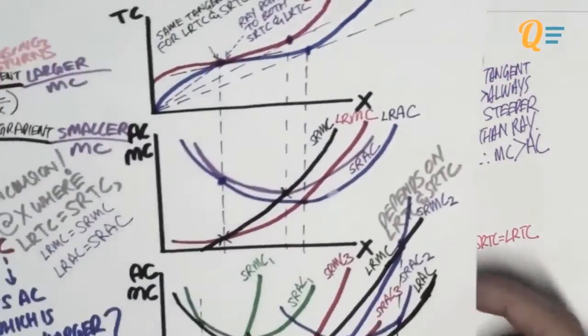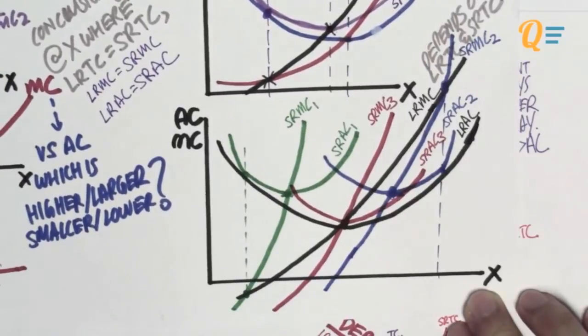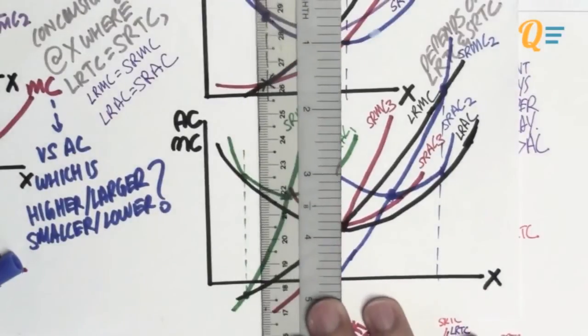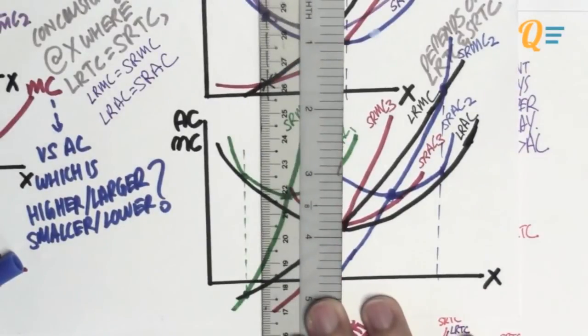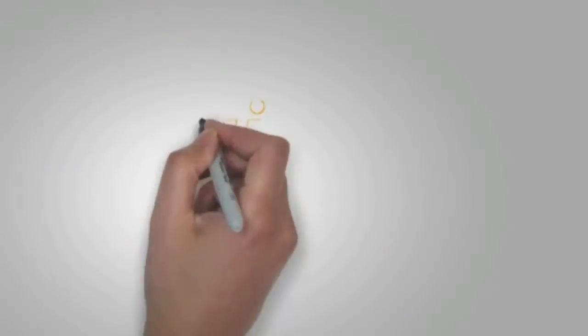Okay, so that is how you derive these curves. You will actually notice that you are drawing the short run curves that are in blue. Okay, so you're actually drawing SRAC2 and SRMC2. Alright, so if you're just gonna take a ruler and you're gonna cover the left hand side of the minimum LRAC, it is exactly the same thing that you see over here.